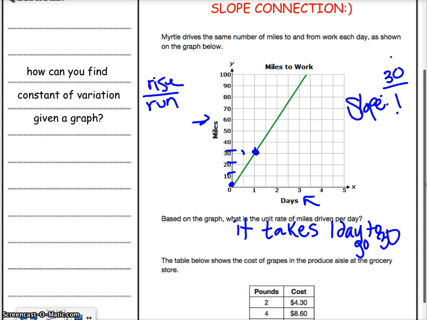This says, based on the graph, what is the unit rate? You could say 30 over 1, but you have to know what we're talking about. It means this is miles on top, because miles is the y. The y is the miles. So it's 30 miles is to 1 day.